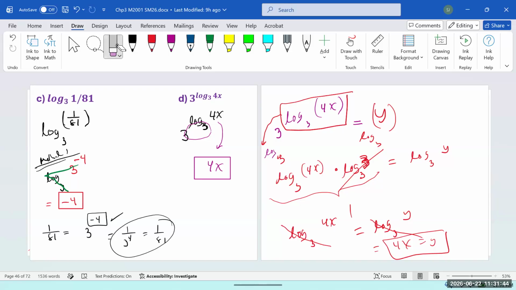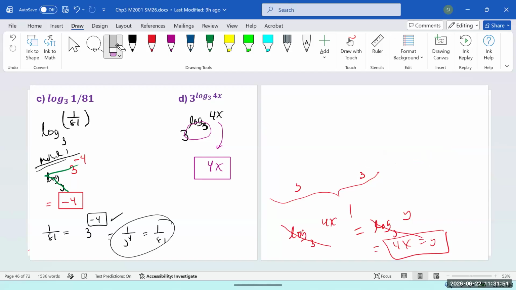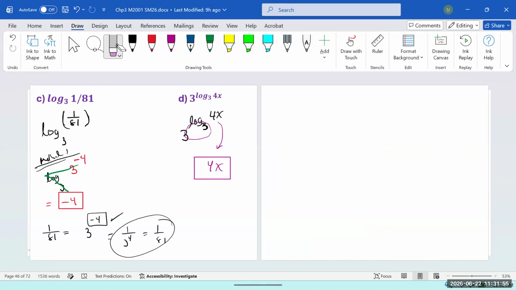Okay, let me rewrite everything. You don't have to know these rules. He just asked me why this is true, so I can show you why this is true. Okay, so we start with 3 to the power log base 3 of 4x. Suppose this is y, because we want to know how much this is. We are looking for y.